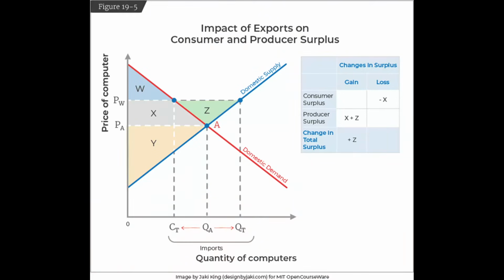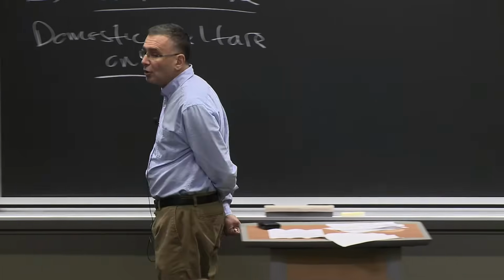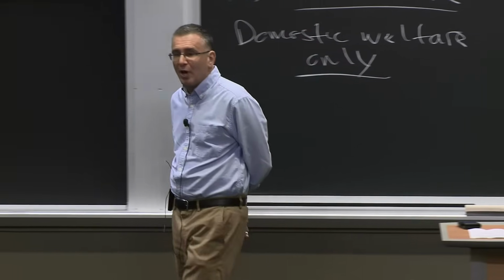Now they only get W, below the demand curve, above the new price. But producers who used to get Y now get Y plus X plus Z. So you've transferred X from domestic consumers to domestic producers, but you've also given domestic producers this extra bit Z. So once again, surplus has gone up.